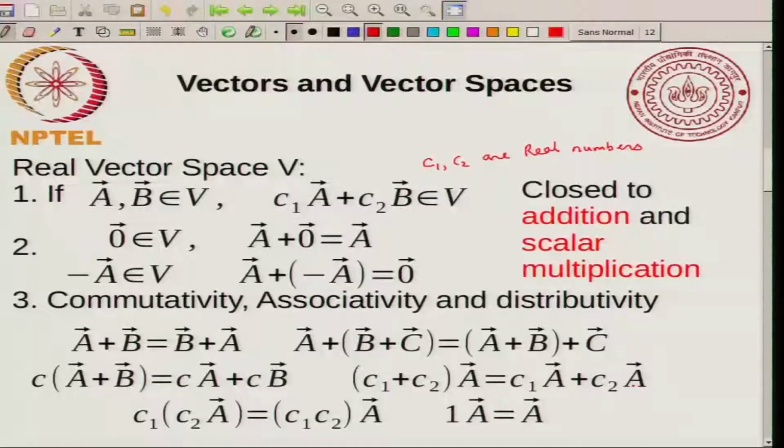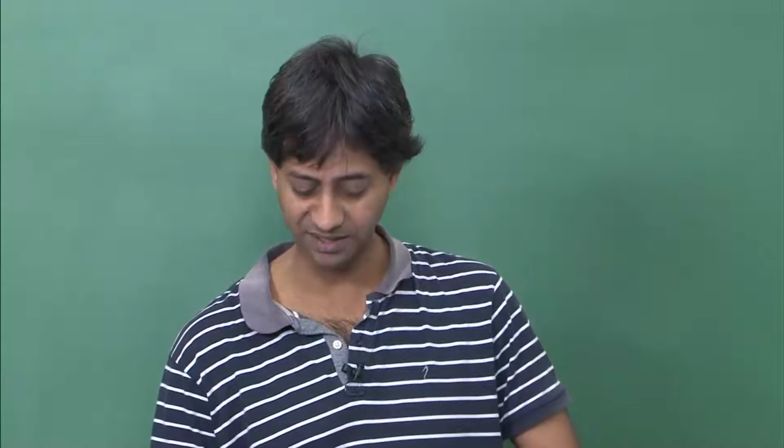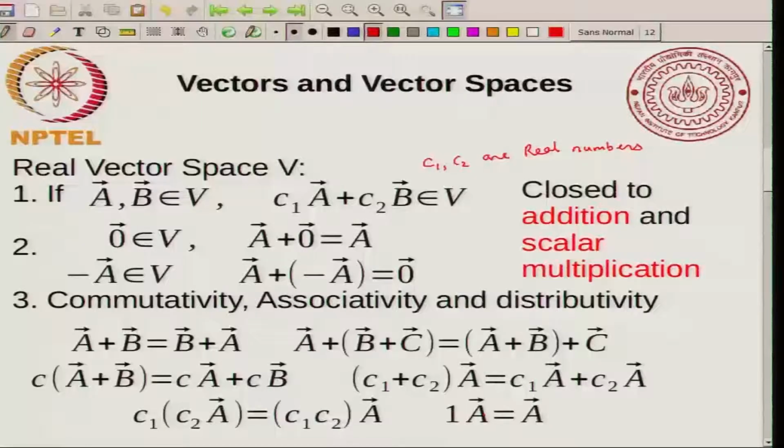Similarly if I take c1 into c2a, I can write that as c1 c2 into a. Again these are very obvious relations, but these are in fact the formal conditions for a vector space. Similarly there is a scalar 1, if you just multiply 1 by a, you get a.